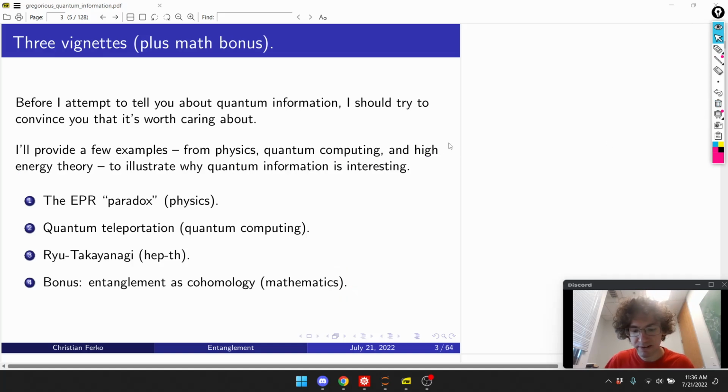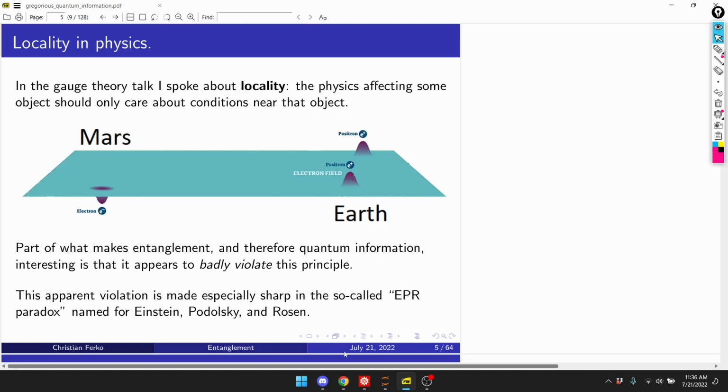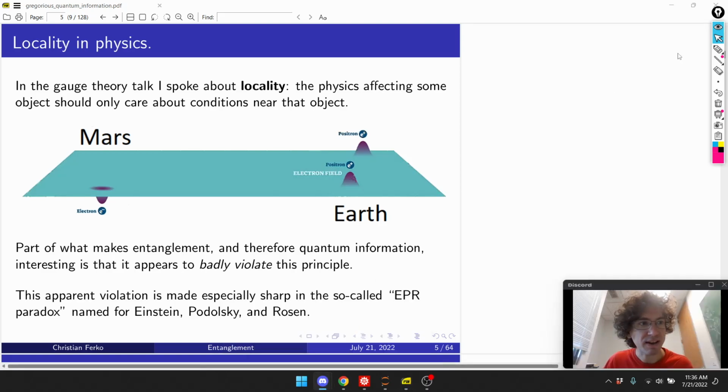Okay, so what's the first vignette? This is something called the EPR paradox. If you haven't heard about it, let me set up why this is interesting. For those that attended my gauge theory talk, I motivated part of that talk by saying that we have a principle in physics called locality.